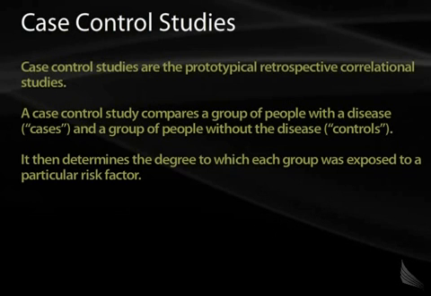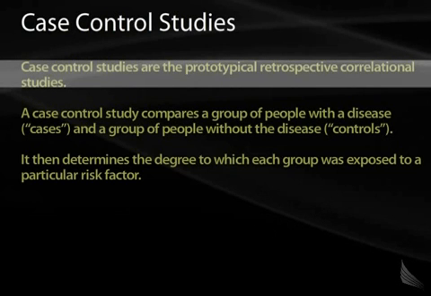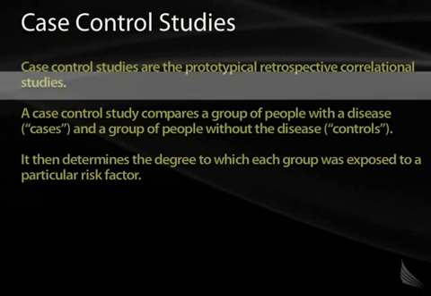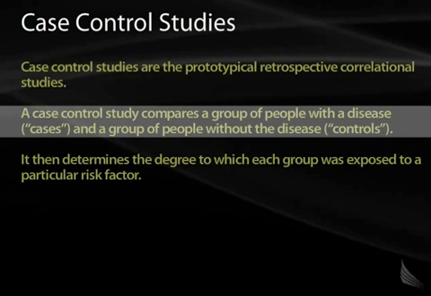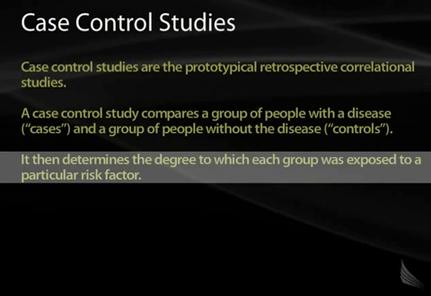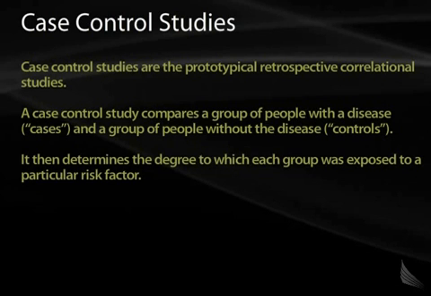Case control studies. Case control studies are the prototypical retrospective correlational studies. So in a case control study, you compare a group of people with a disease, these are our cases, and a group of people without the disease, these are controls. It then determines the degree to which each group was exposed to a particular risk factor. The main advantage of a case control study is that one can study rare diseases this way. If one studied a rare disease using a cohort-based study, the likelihood of development of the disease is so low that one will have very little statistical power to make any conclusions in that kind of study.